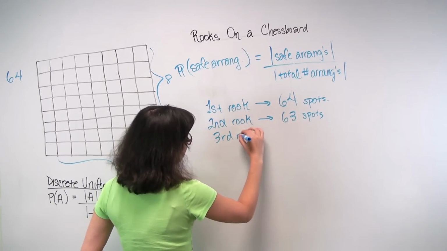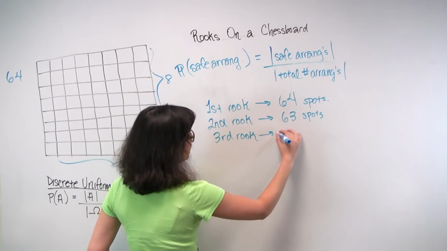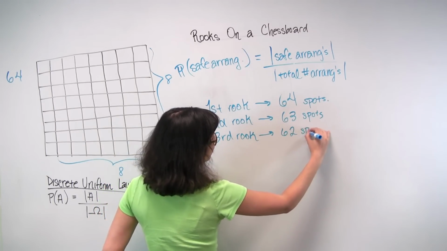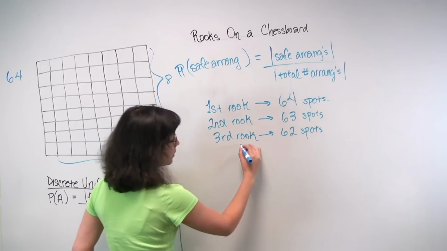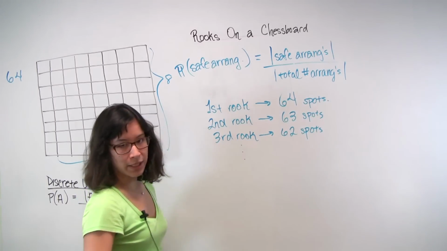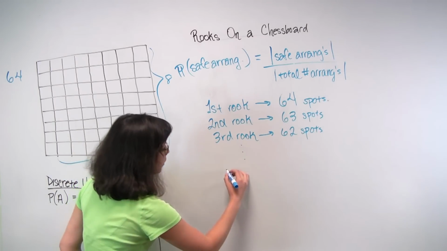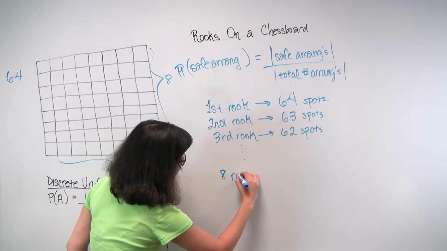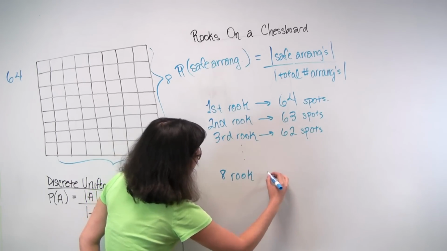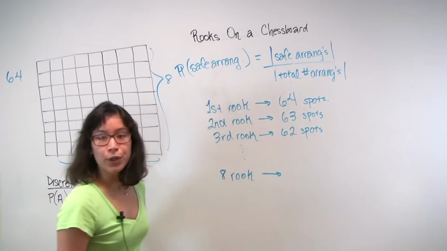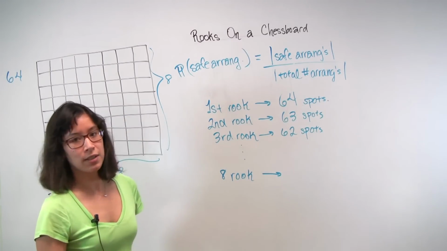Similarly, the third rook has 62 spots. Hopefully you see the pattern. You can continue this down, and remember we have to place all 8 rooks, so you could do it out yourself or just do the simple math. You'll figure out that the 8th rook only has 57 spots that it could be in.